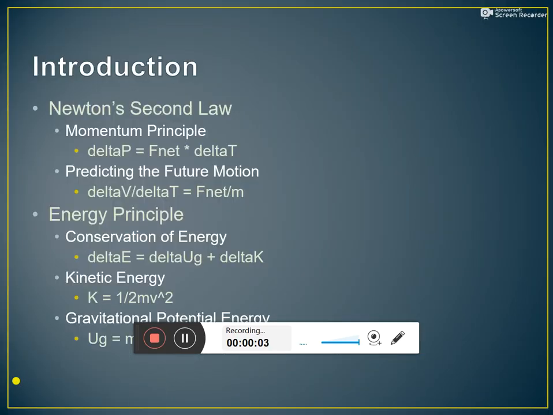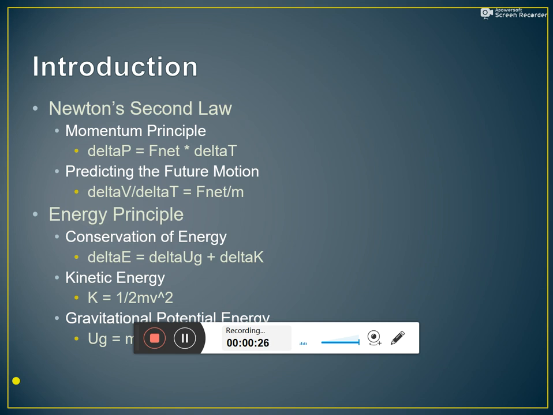For this lab, I decided to record myself throwing a volleyball into the air in order to demonstrate a variety of physics principles. First, this would allow us to showcase Newton's second law, which consists of the momentum principle, which is that delta P is equal to F net times delta T, and principles related to predicting the future motion of the volleyball, which is delta V over delta T equals F net over M.